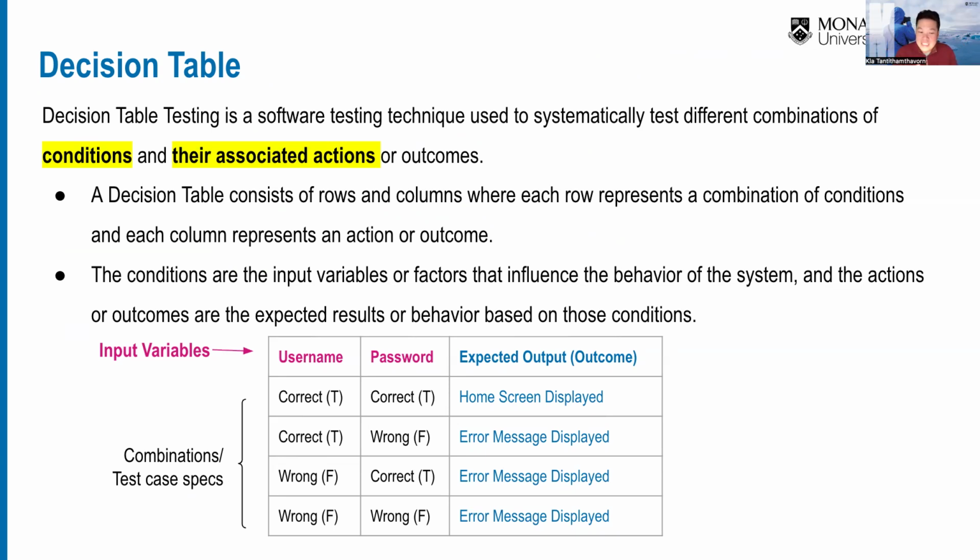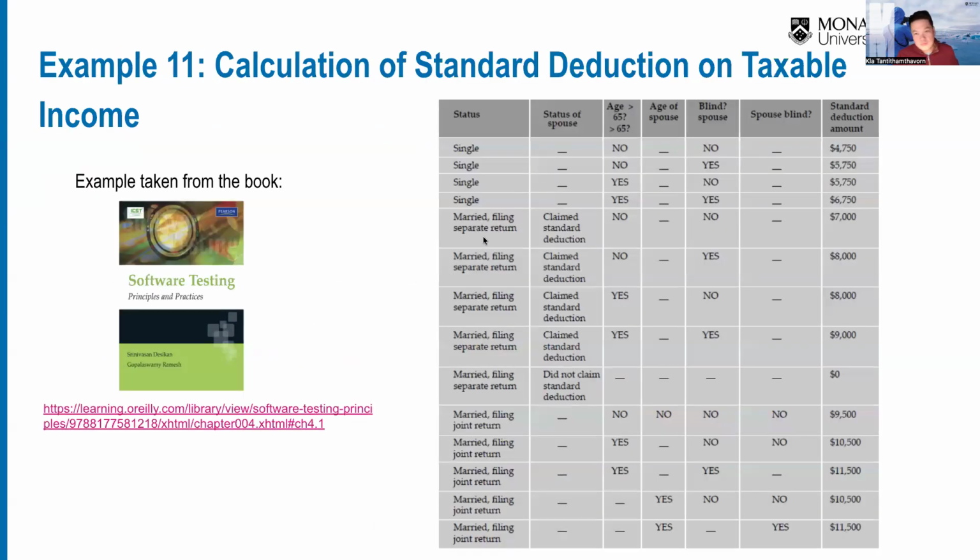The decision table can help you come up with the possible scenarios based on the conditions that you have. You just build the truth table here: true true, true false, false true, false false, and then all done. That's a decision table.